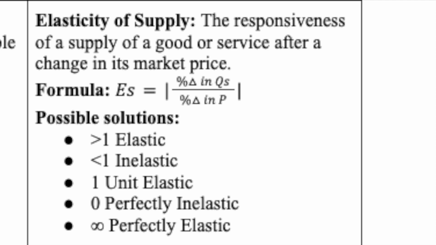If elasticity is greater than 1, supply is considered elastic, and if it's less than 1, it's considered inelastic, and then if it's equal to 1, it's unit elastic. If it's equal to 0, it's perfectly inelastic, and infinity, it would be perfectly elastic.